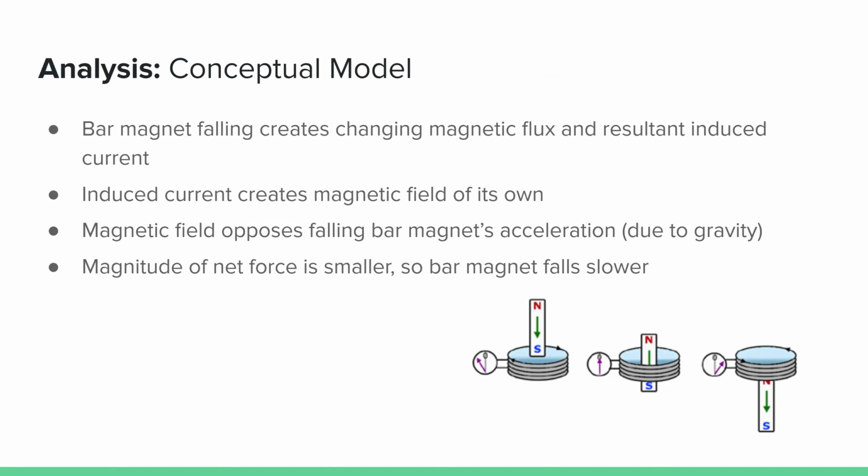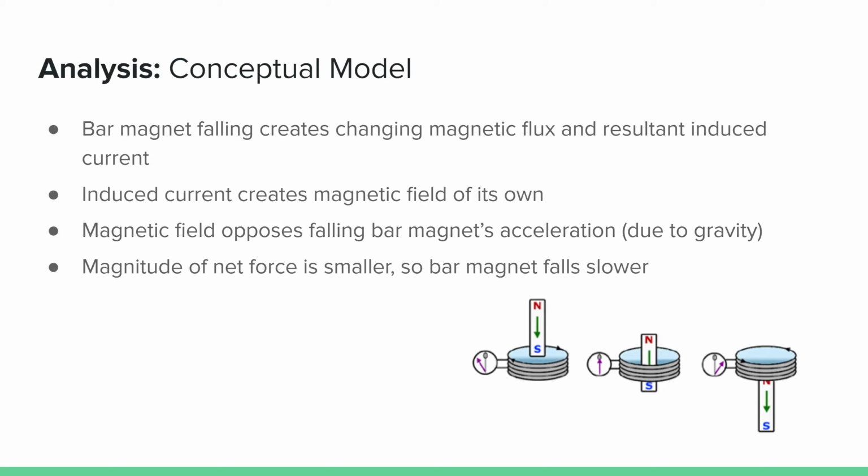Now that I obtained the measurements, the second part of the lab was the analysis, where we developed a conceptual model to explain the behavior and make predictions. The reason that the bar magnet falls slower than it would in free fall is because it creates a changing magnetic flux throughout the aluminum foil, which, in turn, according to Faraday's law, will create an induced current. Then, due to the Biot-Savart law, we know that the induced current will create a magnetic field of its own, and when we calculate the magnetic force applied on the bar magnet due to this field, the force ends up opposing the force of gravity.